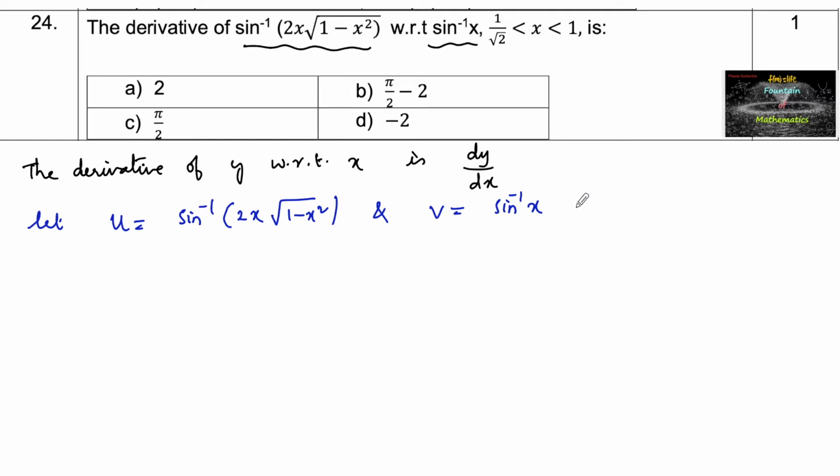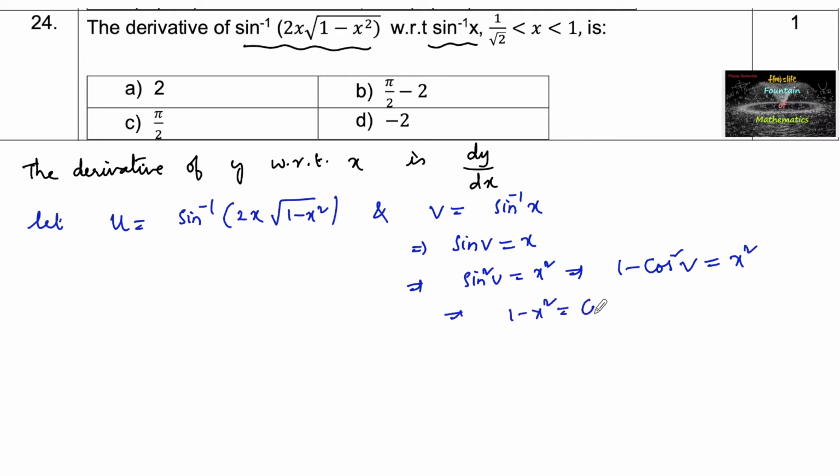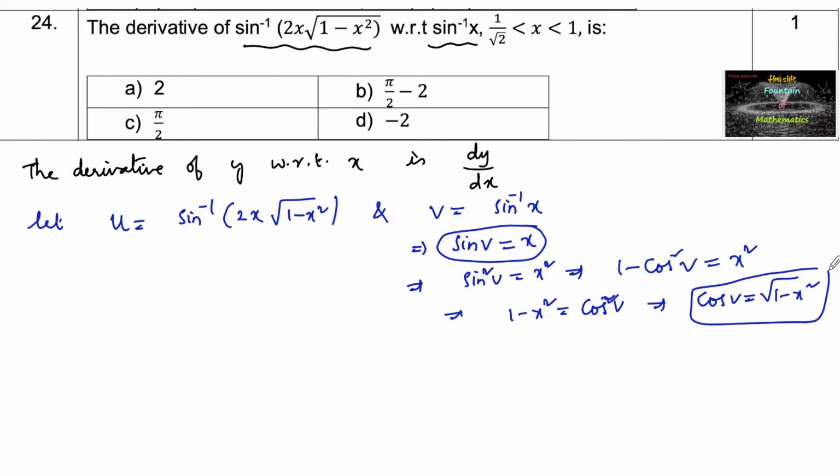So v is equal to sine inverse x, which implies that sine v is equal to x. When x is equal to sine v, we can write sine square v is equal to x square, which implies 1 minus cos square v is equal to x square, or we can write 1 minus x square is equal to cos square v, or cos v is equal to root over 1 minus x square. So sin v is equal to x and cos v is equal to root over 1 minus x square.